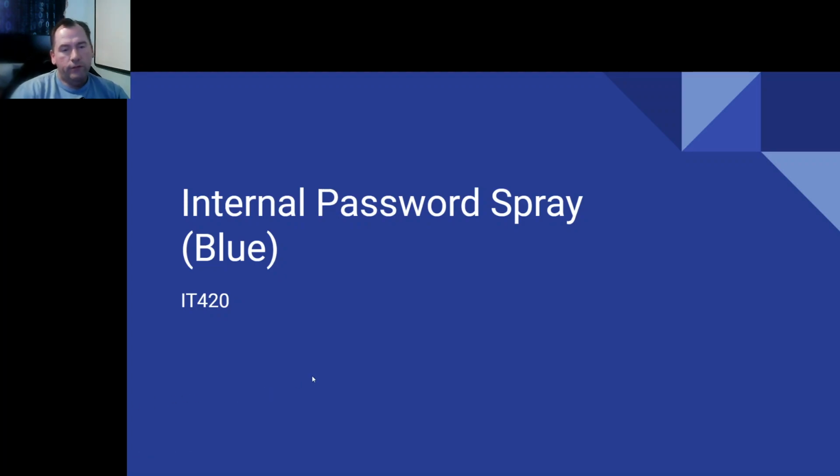Welcome back to video 2 on the blue attack path. We're conducting an internal password spray to move deeper into the network that has been set up. So far we've compromised the web server. We're using an SSH tunnel to the web server to then gain access to the internal network.